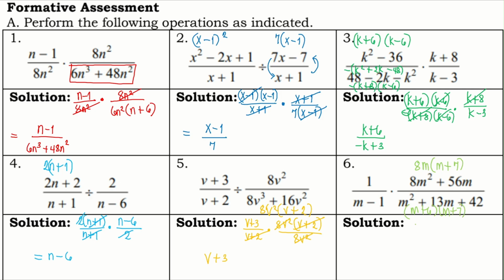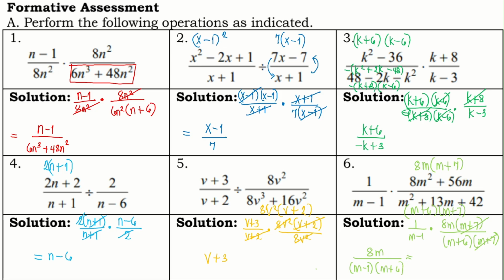Okay, so from here, we got 1 over m minus 1 times 8m times m plus 7 over m plus 6 times m plus 7. Okay, so common factor, m plus 7. Okay, so remaining, we'll get 8m over m minus 1 and m plus 6, so we have to simplify that using our FOIL method.